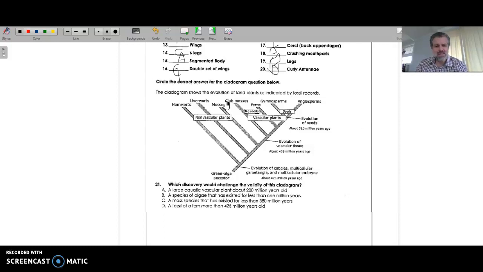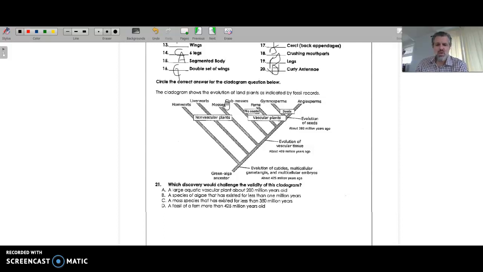From the green algae ancestor, the evolution of cuticles was about 425 million years ago. Evolution of vascular tissue was 409 million years ago. And the evolution of seeds was 380 million years ago. So which discovery would challenge the validity of this cladogram? You need to know what the word validity means. Validity means to be true, accurate, or knowledgeable. So which one's going to question the validity or the correctness of this cladogram?